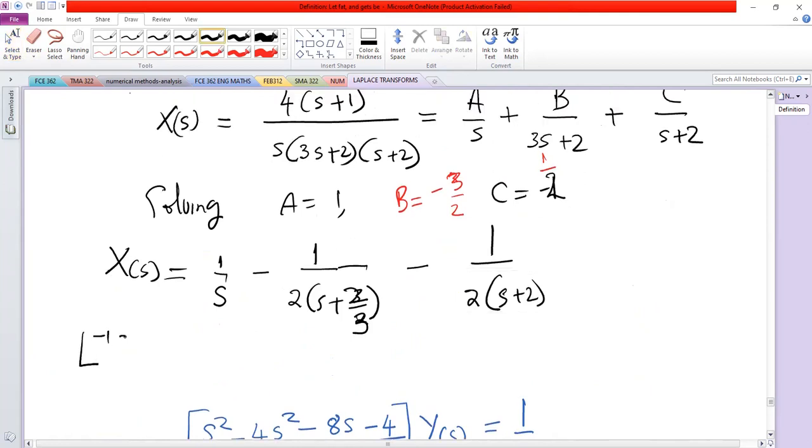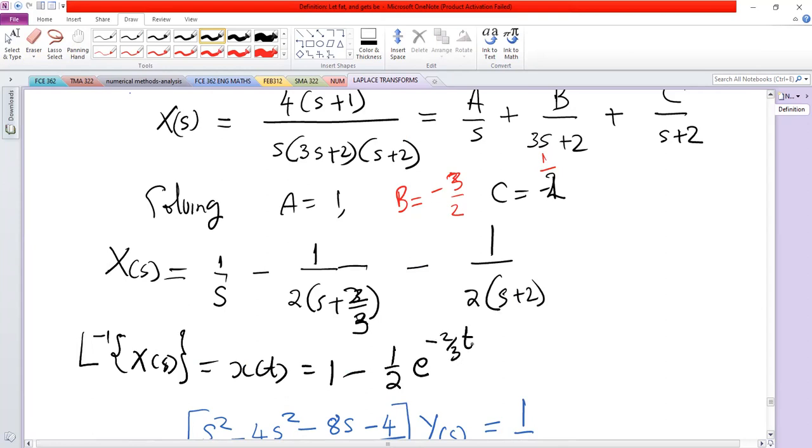inverse Laplace transform of capital X of S, which will give X of t, you'll get the answer to be 1 minus a half e raised power minus 2 over 3 t, and then minus a half e raised power minus 2 t. So this is what you get. Thank you.